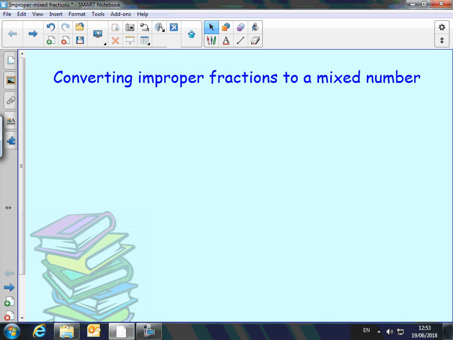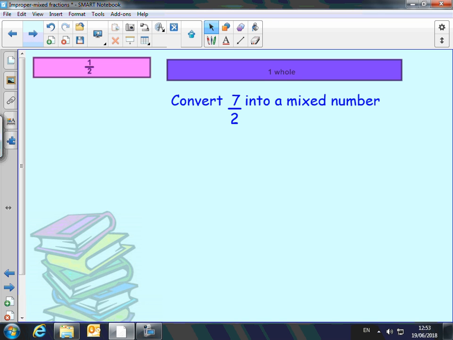How to convert an improper fraction to a mixed number. Now, an improper fraction is a fraction where your numerator, your top number, is bigger than your denominator, which is your bottom number. Now, we're going to convert 7/2 into a mixed number.